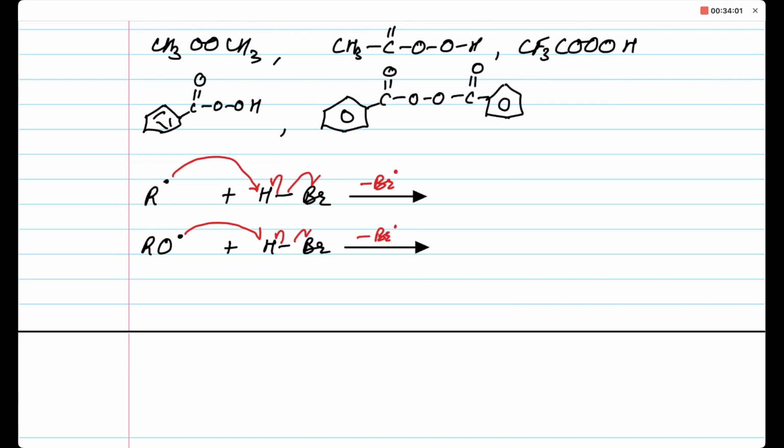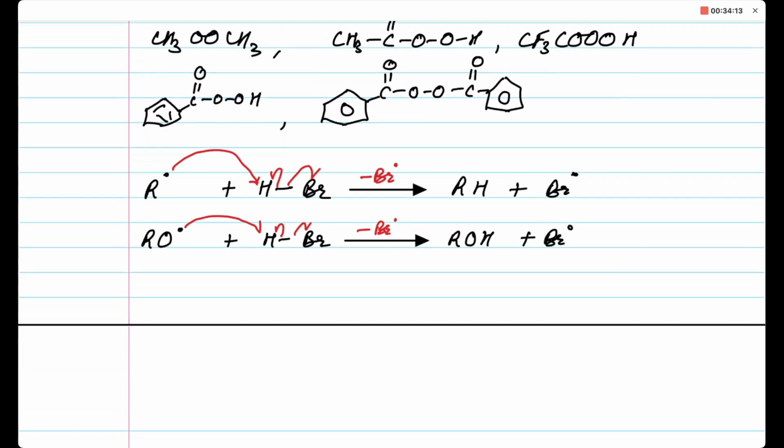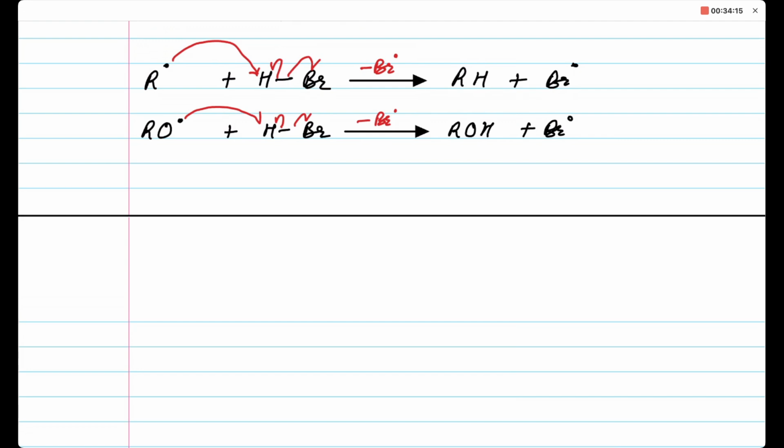We are going to get RH plus bromine radical. Here we are going to get ROH plus bromine radical. Now this bromine radical has a capacity to attack on the alkene. So this is the reaction initiator. We have an alkene, and this alkene reacts with bromine radical.